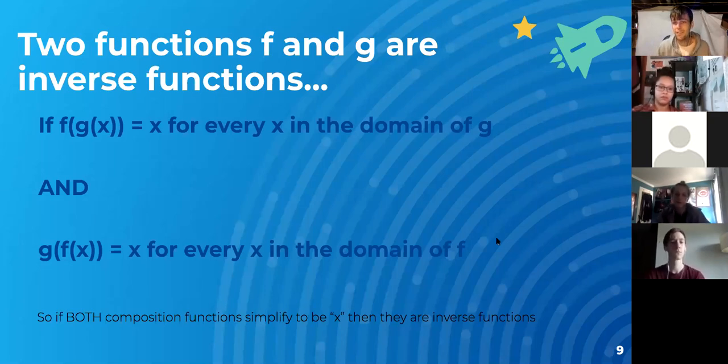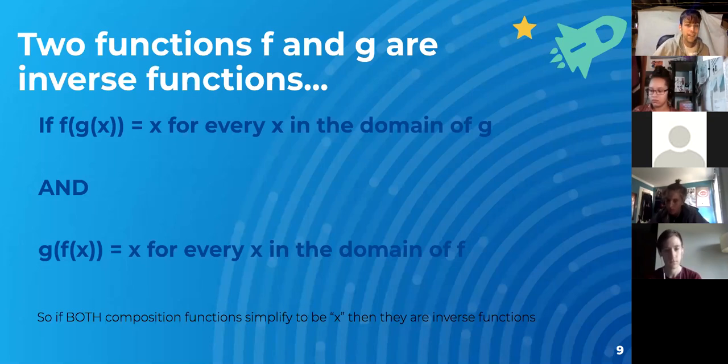Okay, so here's a formal definition of an inverse, and this is the one that we're going to be using. Two functions, f and g, are inverses. And this is where we're using composition. So if f of g of x is equal to x for every x in the domain of g, and g of f of x is equal to x for every x in the domain of f.